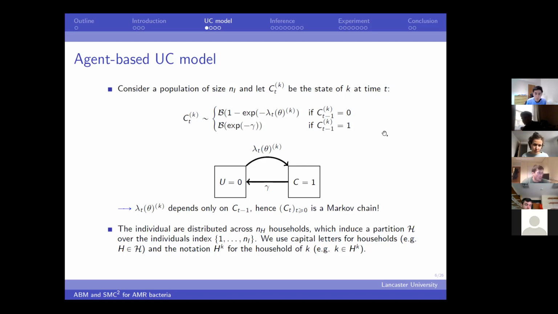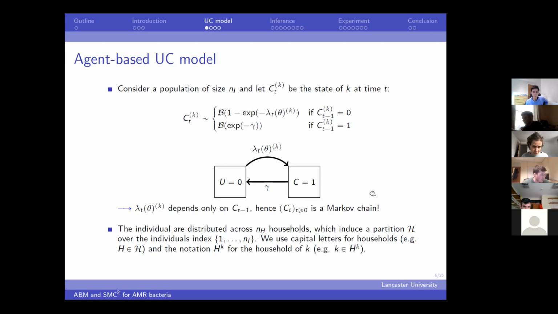Given that we are modeling bacterial colonization, I call it the UC model instead of the SI model, because we are modeling colonization and uncolonization. Just to be sure that I have stressed this enough, we are going from uncolonized to colonized with this rate, lambda_t^k, and we are going back from colonized to uncolonized with this recovery rate gamma. As you can see, we are considering an agent-based model because the transmission rate changes with the individuals.